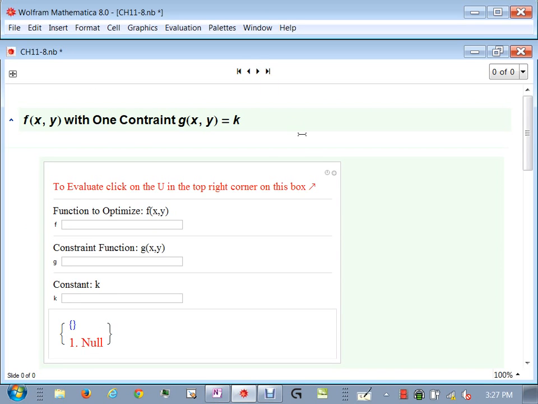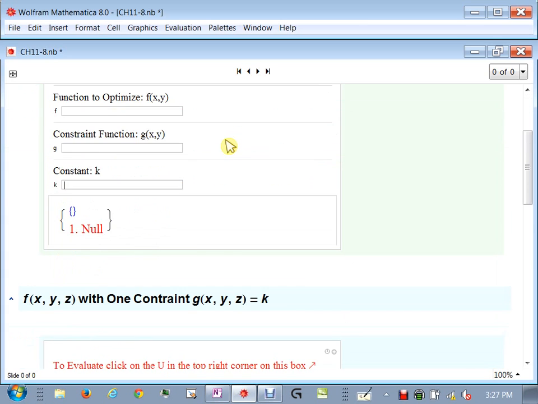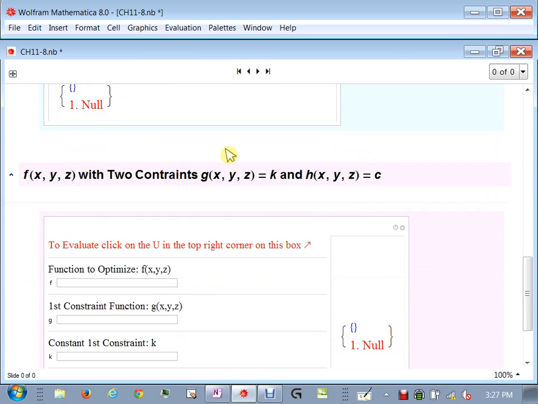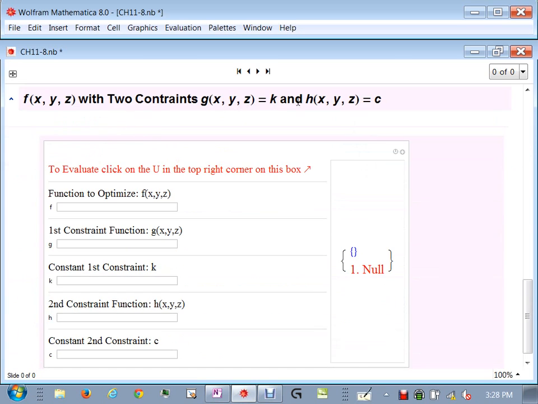Now what I did, because I didn't like that, is I just wrote a program to do it. So here's f of x with 1 constraint. I type in my objective function, my constraint, my constant, and I actually got Mathematica to go through and get all the solutions. That's with 1 constraint, f of x, y, z, or you can do f of x, y, z with 2 constraints.